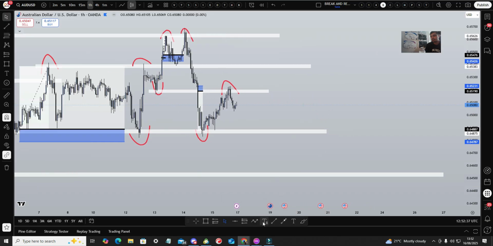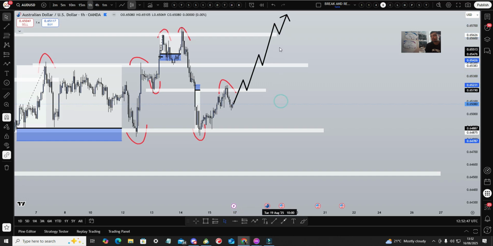Now, in this case over here, let's just say price now breaks through here, retests, breaks through here, retests, and that's all we're doing. Simplifying trading, keeping things super simple. Let me just grab this across. That's all we are doing.